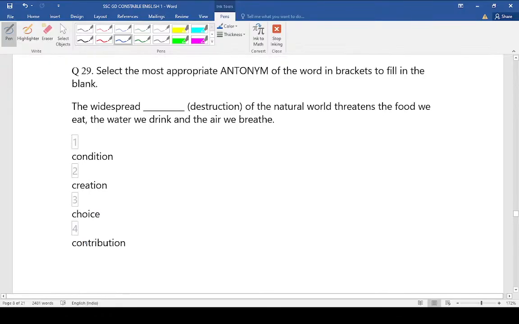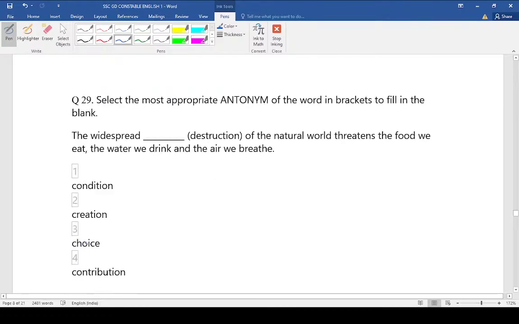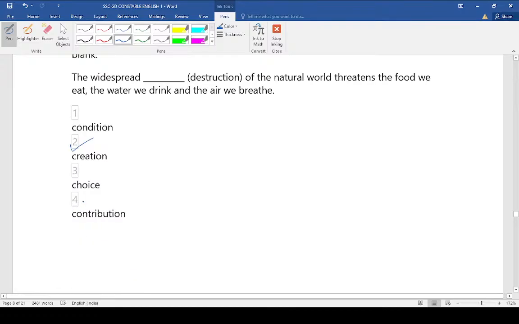Select the most appropriate antonym of the word in the bracket to fill in the blank. The widespread destruction. Destruction is nothing but spoiling or damaging something. So here accordingly what will be the correct answer? Damaged means it is supposed to be created. Antonym means the opposite one. So creation will come. Simple.